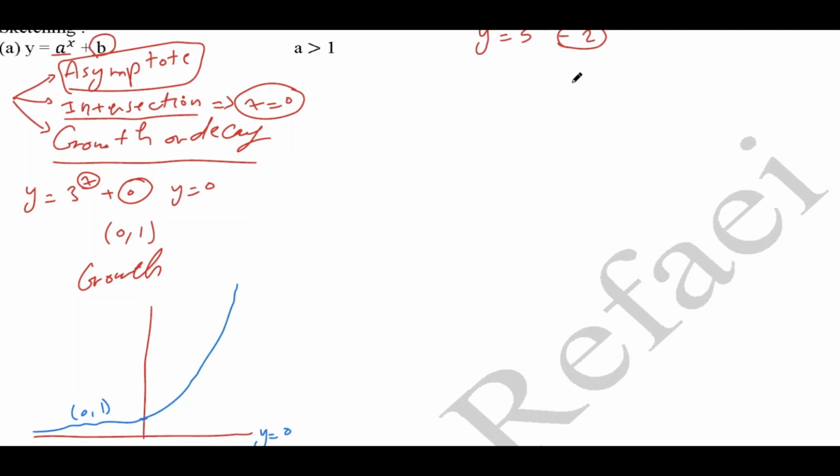Let's move to the second example, y equals 5 to the power x minus 2. Where is the asymptote line? The asymptote line is the constant that comes with the exponential term, y equals negative 2. Growth or decay, it's x, not negative x, so it's a growth. And the intersection happens when x equals 0. Substitute 0, 5 to the power 0 equals 1. 1 minus 2, it will be negative 1.